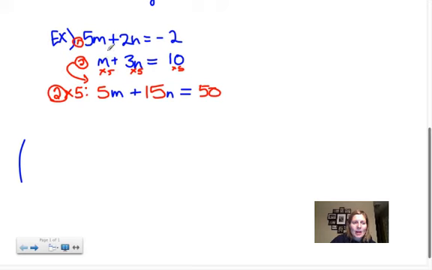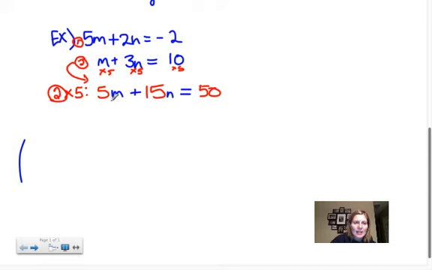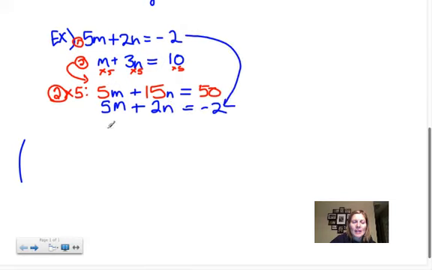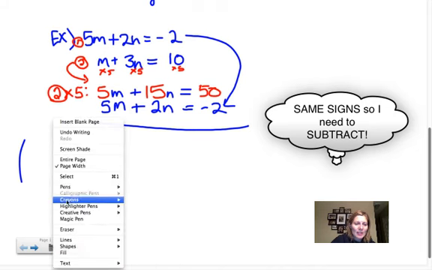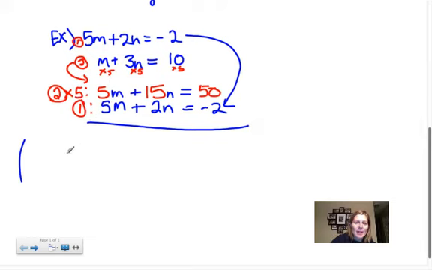Now my m's match up. So I'm going to rewrite equation 1 below it. So this is now equation 1, 5m plus 2n equals -2. I've just taken that equation and rewritten it down there so I can work with them together. And now I have to decide if I want to get rid of these m's, do I want to add these two equations together or do I want to subtract them? And of course, if I have 5 m's and I'm trying to get rid of 5 m's, I would have to subtract. So I would take equation 2 and subtract it from equation 1.